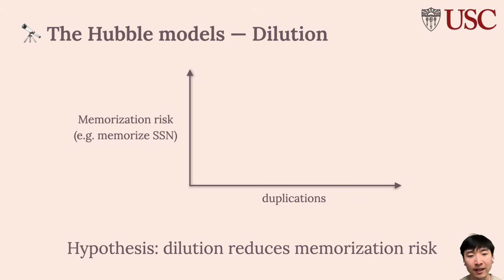With all the types of spike data, we will have a lot of experiments where on the x-axis, we have duplications of the spike data.